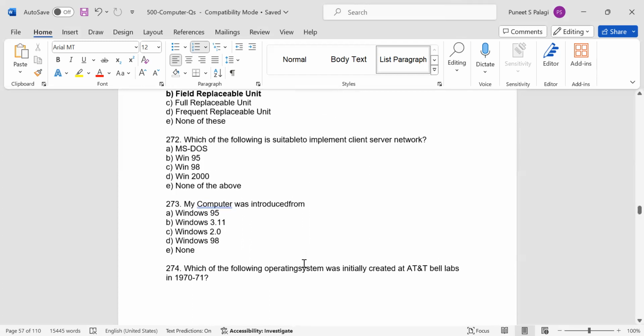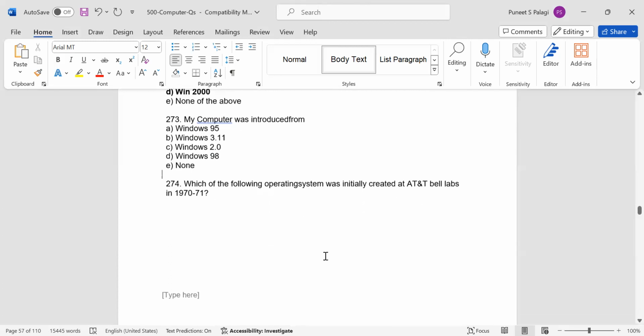Which of the following is suitable to implement a client-server network? MS-DOS, Windows 95, Windows 98, Windows 2000. It is option D. My Computer was introduced from Windows 95.